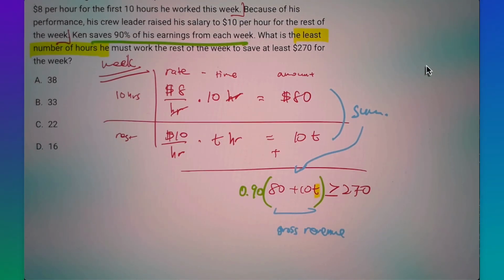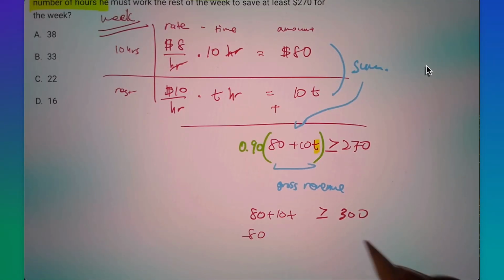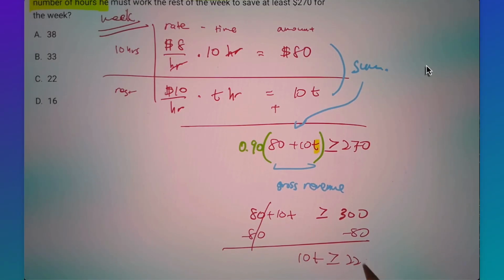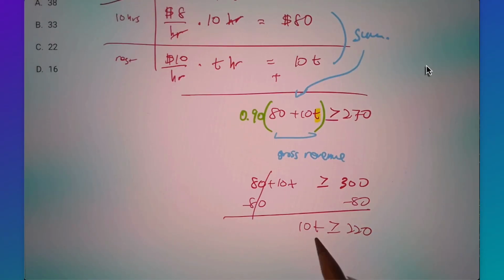Okay, so 270 divided by 0.9, let's just use a calculator or decimals. 270 divided by 0.9, you're gonna get 300, nice number. And we have 80 plus 10t, and we just need to subtract 80 on both sides. When you do that, you get 10t is greater than or equal to 220. And last step, divide by 10 on both sides, and you're going to get t is greater than or equal to 22.